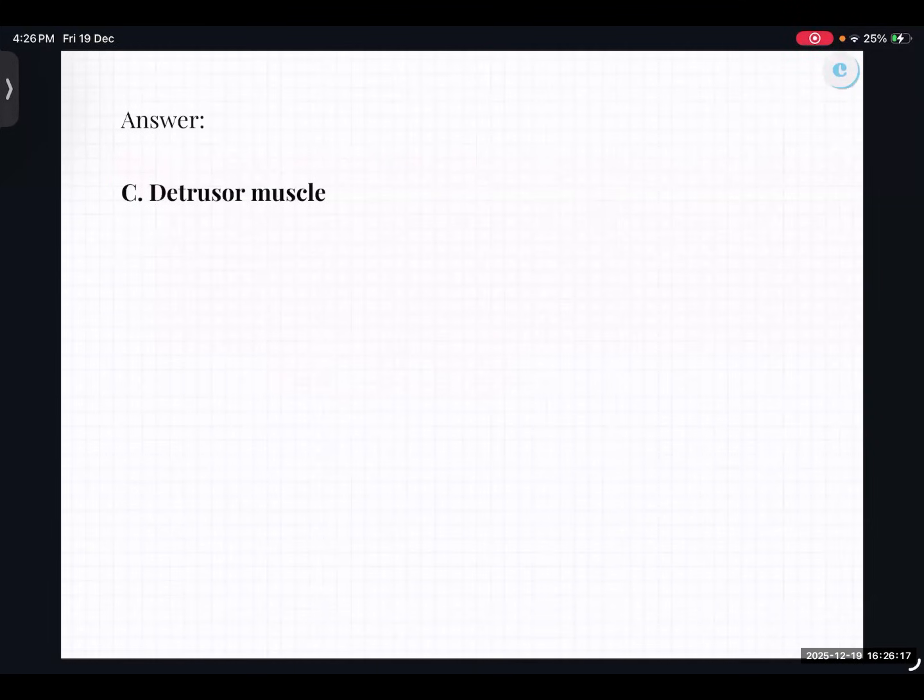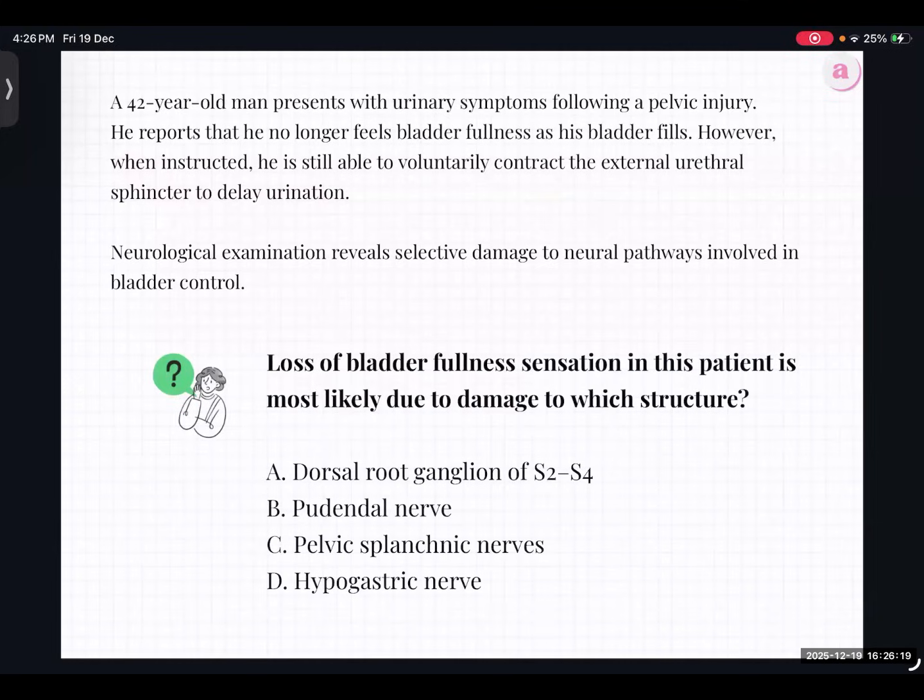Okay, we have a 42-year-old man who presented with urinary symptoms after a pelvic injury. Okay, he reported that he no longer feels bladder fullness as his bladder fills, but when he was instructed to, he was able to contract the external urethral sphincter and delay urination. Okay.